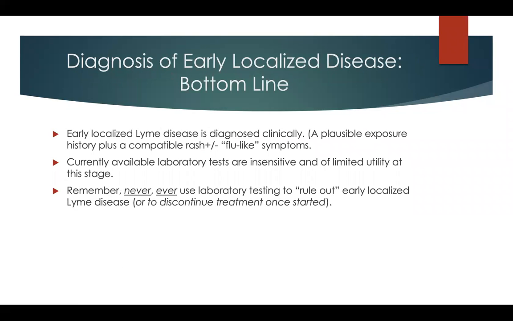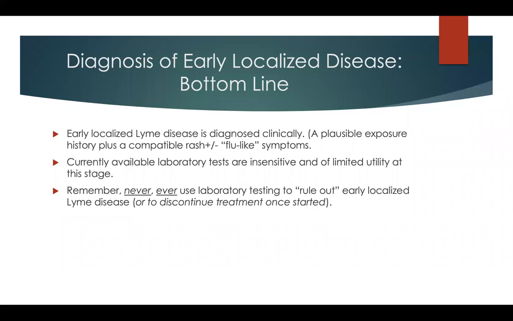So the bottom line in my mind is that this is a clinical diagnosis: a plausible exposure history, and a compatible rash with plus or minus flu-like symptoms. The tests we have now and are likely to have in the future are still not sensitive enough to pick up early localized Lyme. There is some talk about combining an antigen antibody test like has been done for HIV. But again, in HIV, people have at least had HIV a couple of weeks before it's positive. And it's still not, in my mind, going to get around the trouble of the first 2 weeks. I think just about any of it is going to be negative.